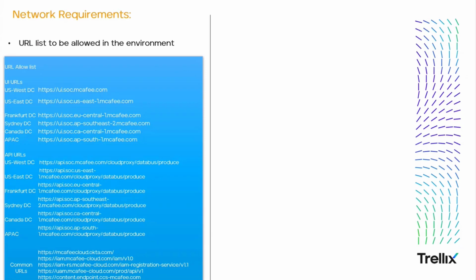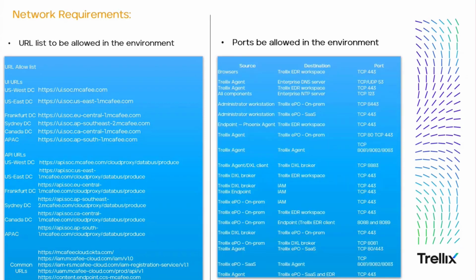And here is the Trellix EDR URL list and the ports that need to be allowed in the environment to ensure the seamless communication within the EDR components. The EDR allowed list contains the URLs based on the geolocations where your EDR tenant is hosted. You may need to configure the settings accordingly. For instance, if your tenant is hosted in US West, then you will be using the first URL. Likewise, for the other geo data centers.